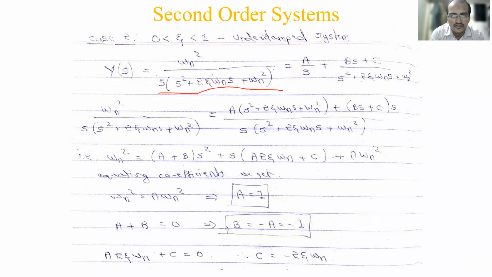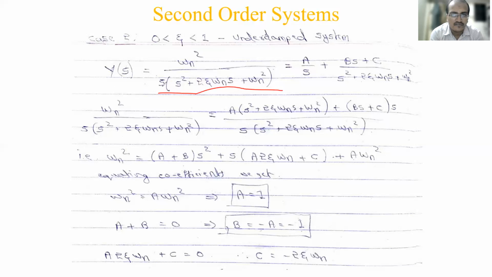Now the zeta value is not 0. Earlier it was 0, that's why I removed it. That's why s square plus omega n square came. Now the zeta value is greater than 0 and less than 1, that's why it should be there in the equation. So now you have to consider the partial fraction method again, and you have to simplify that.